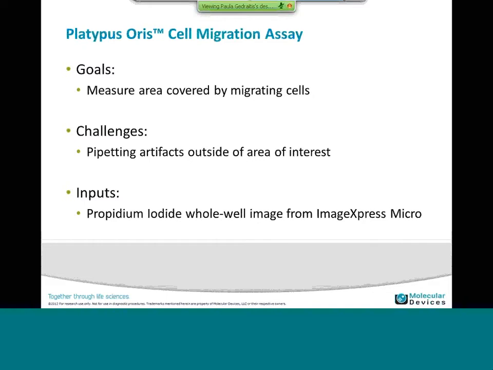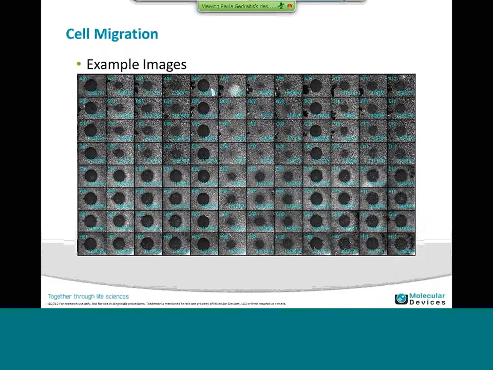And the input that we're using is just a propidium iodide stain of a whole well image from the MetaXpress Micro. Okay, so this is just a montage of thumbnail images, and you can see, as I mentioned, some of the wells have these holes that are outside the central hole, and those are just pipetting little divots with the pipetter. That's what we're trying not to count. We just want to count the center hole and how much of it is blank and how much of it is covered by cells.